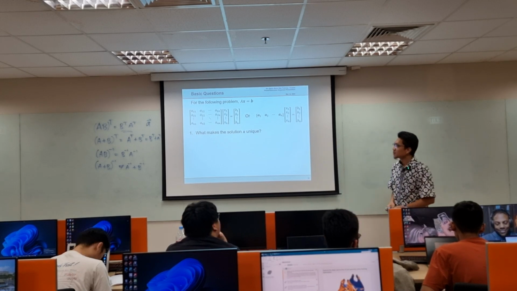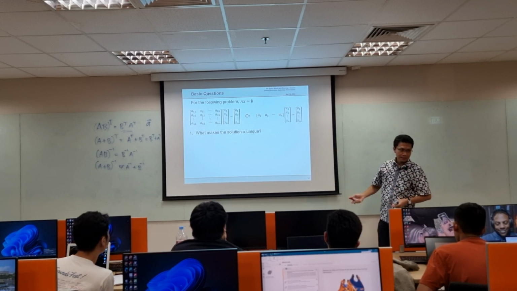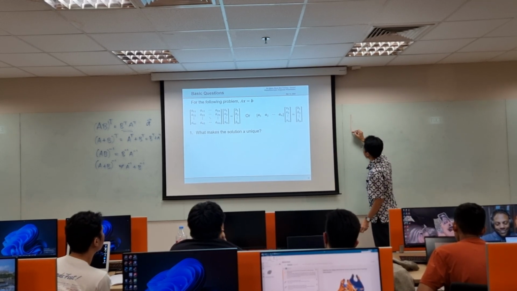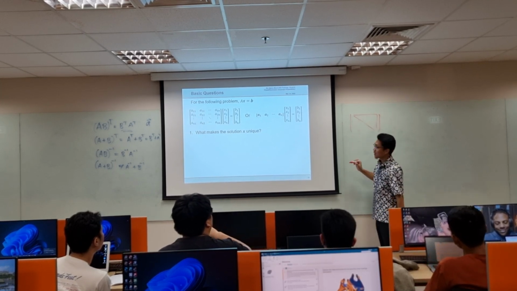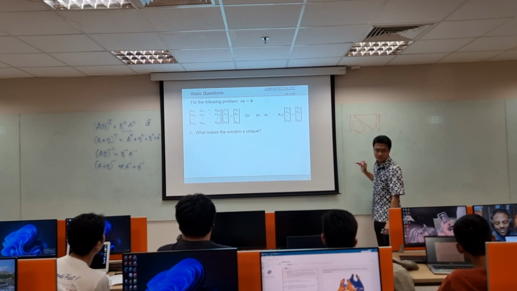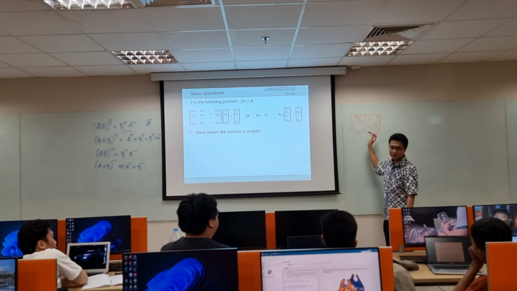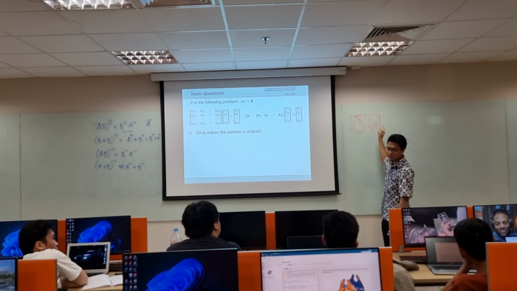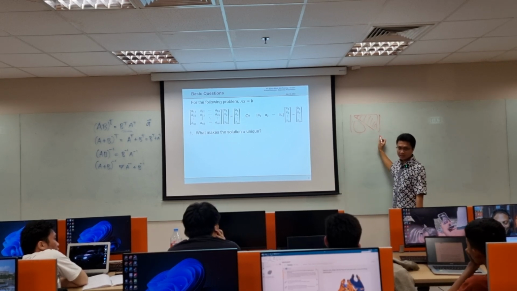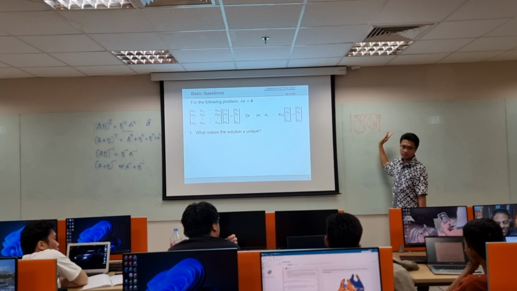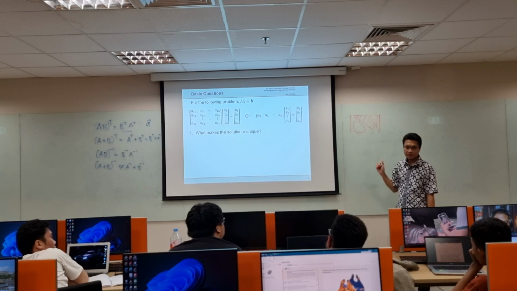Okay, you remember that last week when we did Gaussian elimination, we tried to make matrix A to be what? Upper triangular, yeah. You see, the bottom part is all 0, okay, and the upper part is non-zero. Some of them can be 0, but we want this to be generally non-zero. If this is upper triangular like this and there is no 0 row, then the solution is unique. Yeah, you get what I mean?